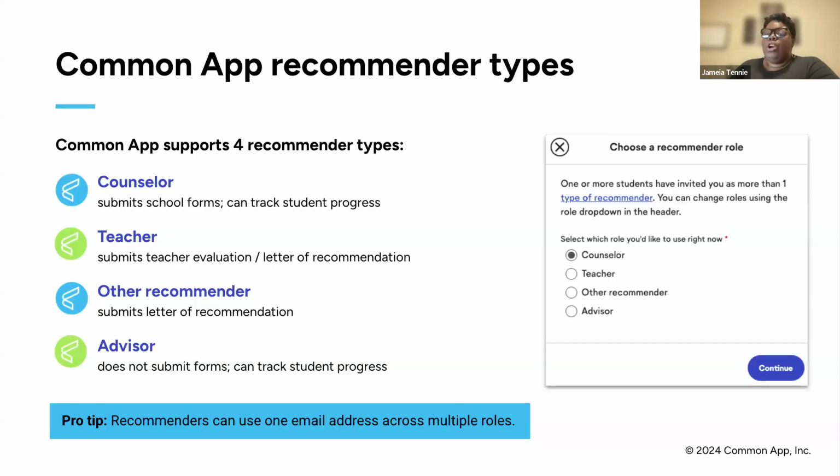Unless your college uses something like Naviance to do recommendations, you would do those recommendation requests through the Common App platform. You'll choose the recommender role, and then enter that recommender's information, name and email, so that the system can reach out to them to complete a recommendation on your behalf.